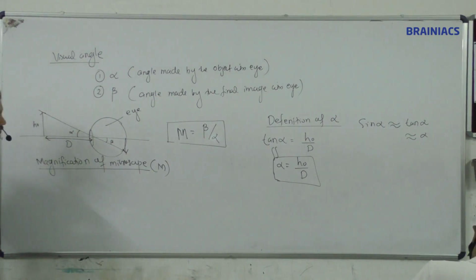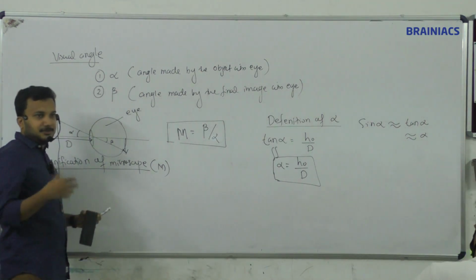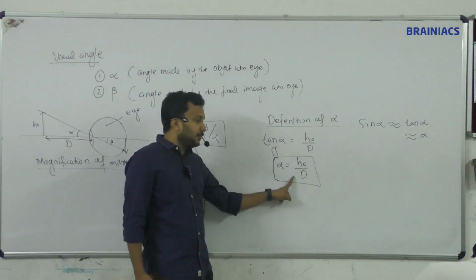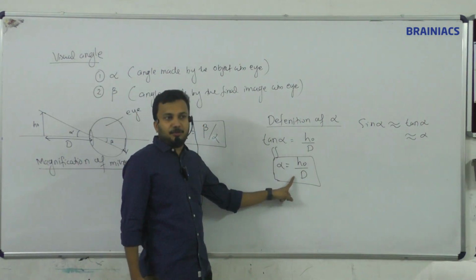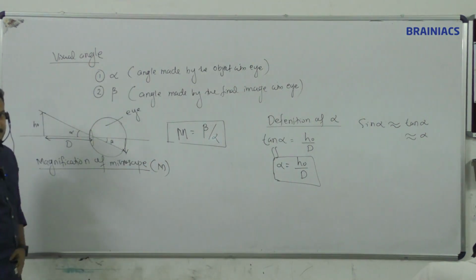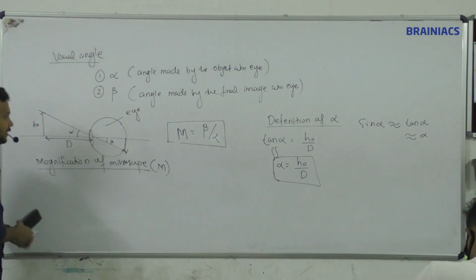D is the least distance of distinct vision. Normally the value will not be given in the question. Sometimes they will give a value like 15 centimeter or 20 centimeter, and in that case you have to take that value. Otherwise you have to take our standard value, 25 centimeter. That is the way of answering. If the value is given, take that value; if not, take 25.